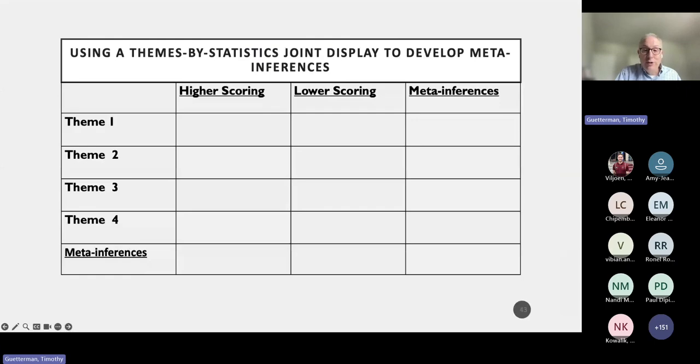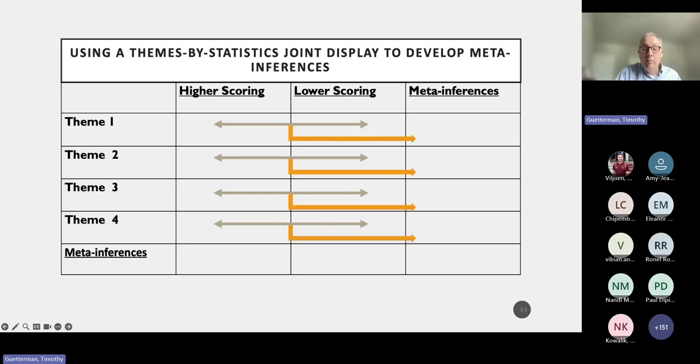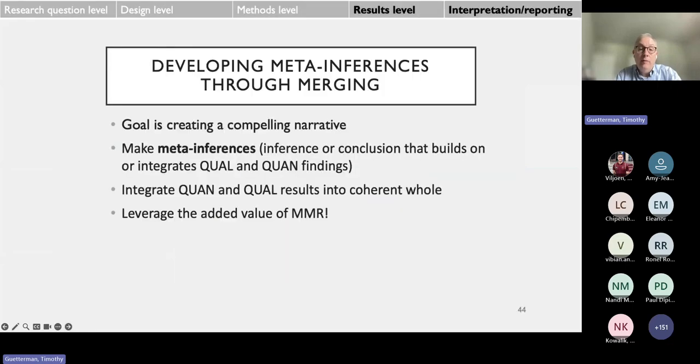So again, just demonstrating the intellectual process, I have this template where you might have a column for higher scoring and lower scoring. I had 3 columns in the last example. And then for each theme, you're making a comparison to develop meta inferences. But then you can also look down across these groups to develop meta inferences. So across themes, what does a high scoring individual look like? Or what does a low scoring individual look like? So that's the intellectual process of developing meta inferences.